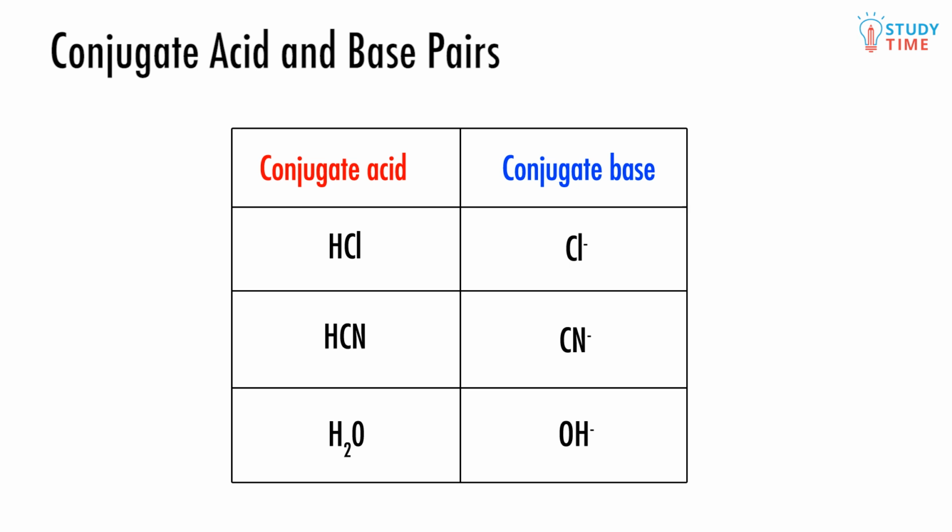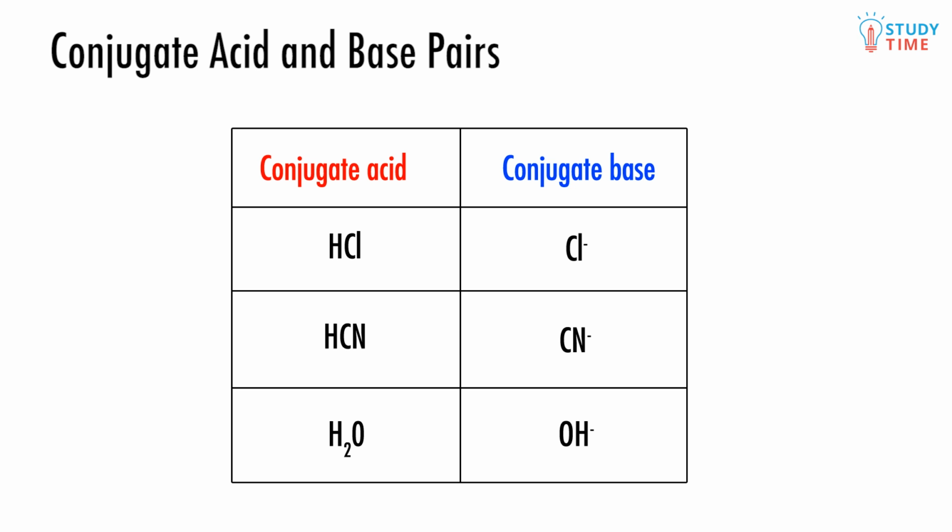We can apply the ideas of conjugate acids and bases to real-life chemicals. The conjugate base will always have one fewer H plus than the acid, and the conjugate acid will always have one more H plus than the base. H2O can play the role of base or acid because it's neutral. Every time an acid reacts and loses its hydrogen ion, it becomes its conjugate base. When it gains a hydrogen ion, it reverts back into the conjugate acid again.